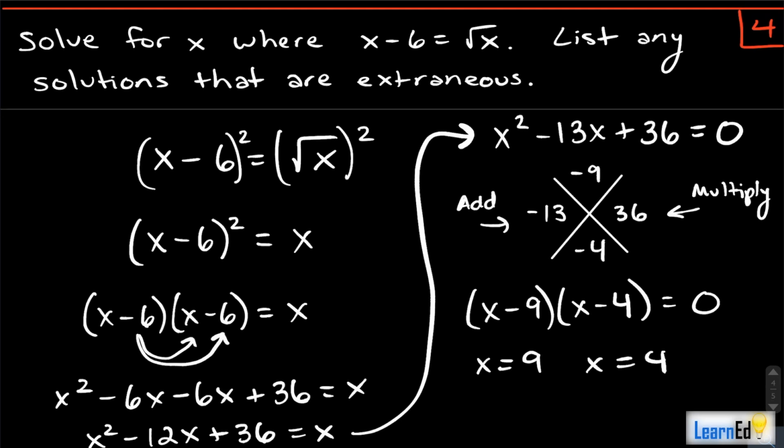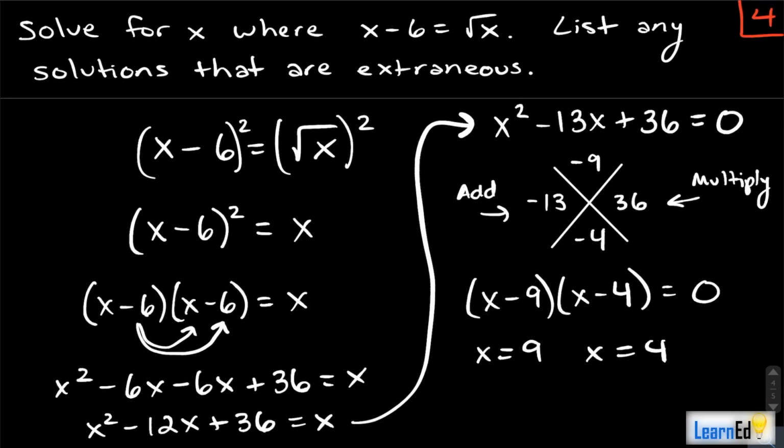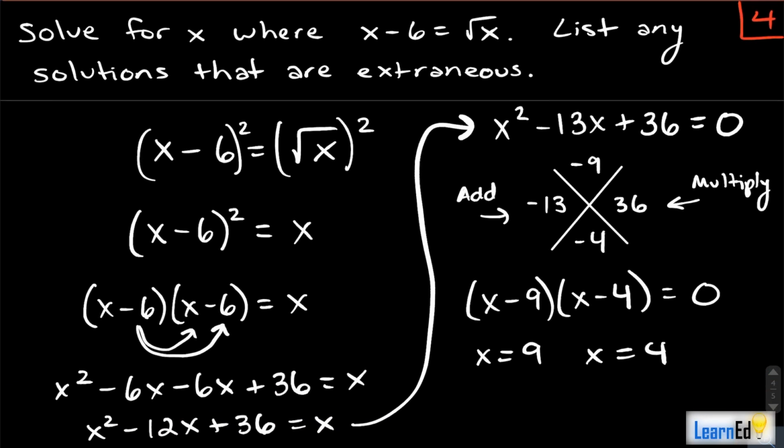But wait a second. Before we call these solutions, we have to check if they're extraneous. Since we're dealing with a square root here, those extraneous solutions could definitely pop up. So we'll try out 9. I didn't give myself much room here, so I'll just write down here. If we plug 9 into this equation, we get 9 minus 6 equals the square root of 9. Is that true? Well, yeah, because this is 3 and this is 3. So we definitely know that 9 is a solution.